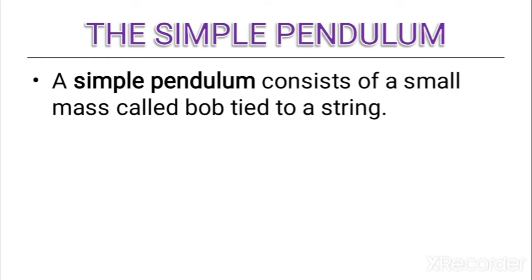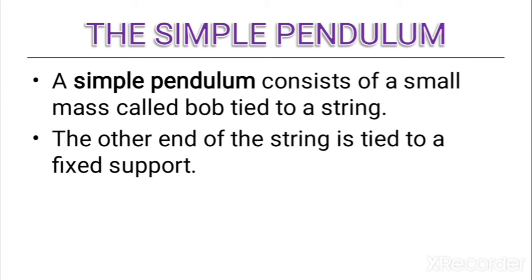So simple pendulum consists of a small mass called a bob. It is tied to a string. The other end of the string is generally tied to a fixed support.